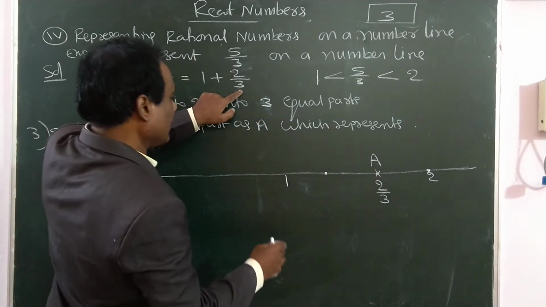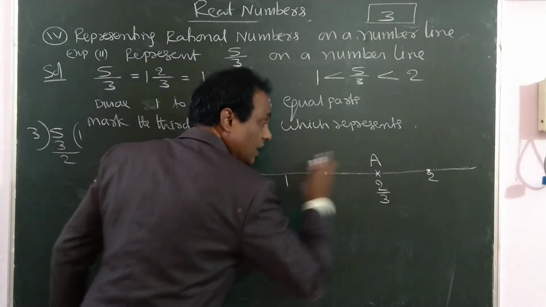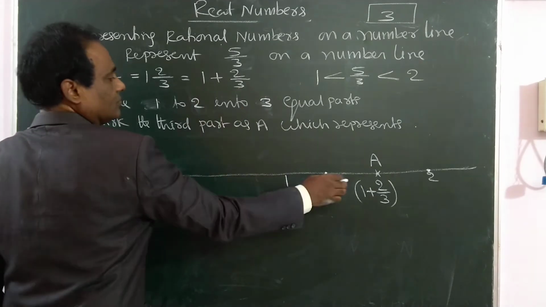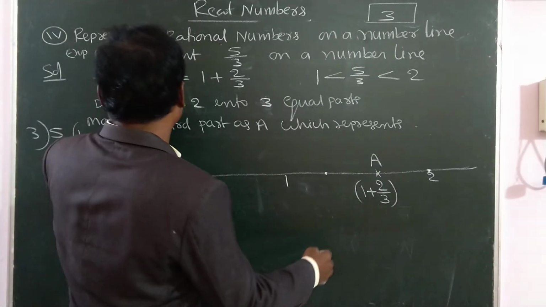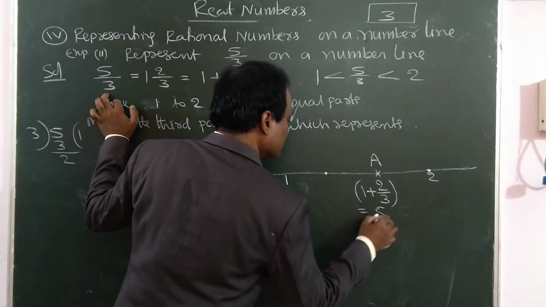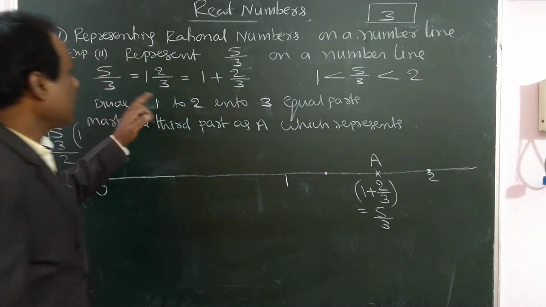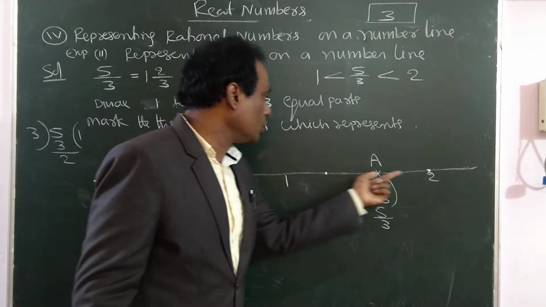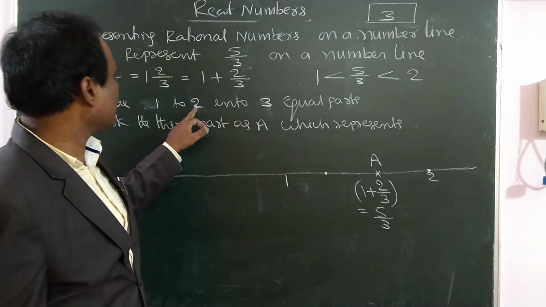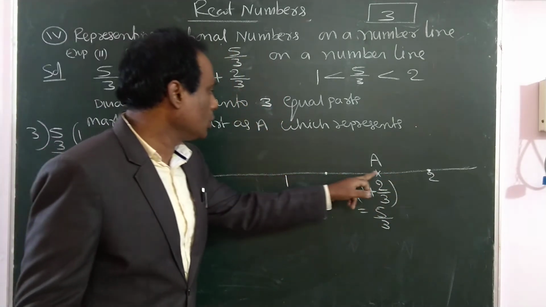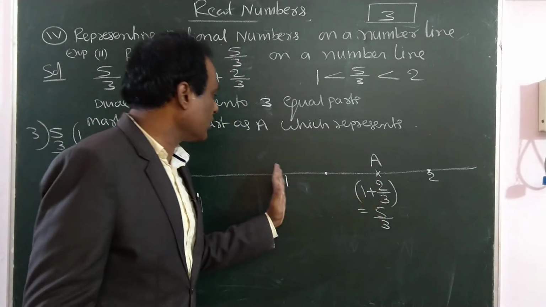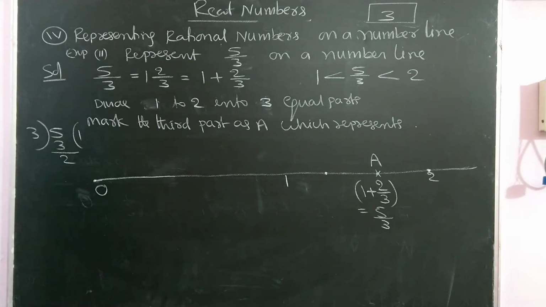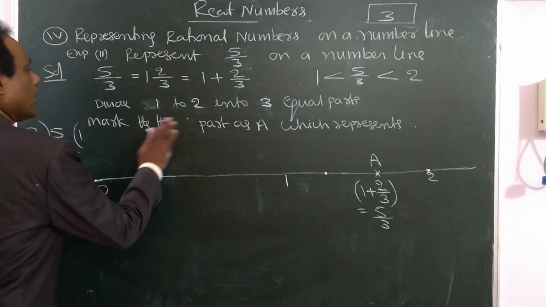This is 2 by 3 because it is after 1, it is starting after 1. So 1 plus 2 by 3 is our number, which is 5 by 3. Dividing 1 to 2 into 3 equal parts, which part should we take? The second part, that is 2 by 3, because it is greater than 1. 1 plus 2 by 3, that is 5 by 3. That's all. So mark the second point.